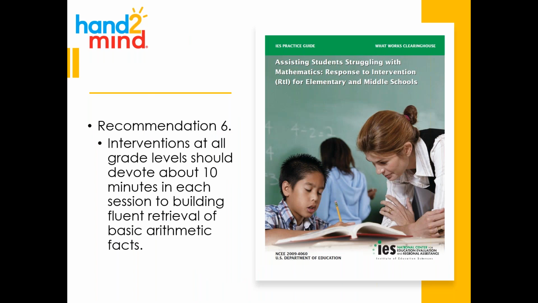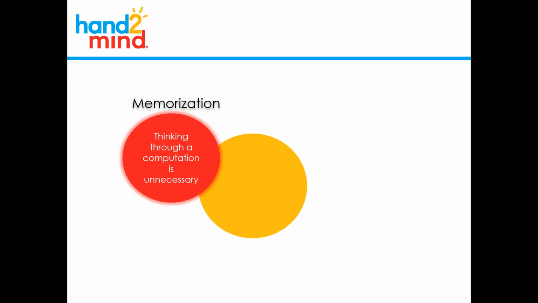Math fluency is supported right from our IES practice guide for assisting students struggling with mathematics, response to intervention. If you look at recommendation 6, what you will say is interventions at all grade levels should devote about 10 minutes in each session building fluent retrieval of basic arithmetic facts. So this is supporting the idea that math fluency, whether there's other gaps, math fluency should be a 10-minute piece in our intervention programs. But I want to make sure we understand what that means.